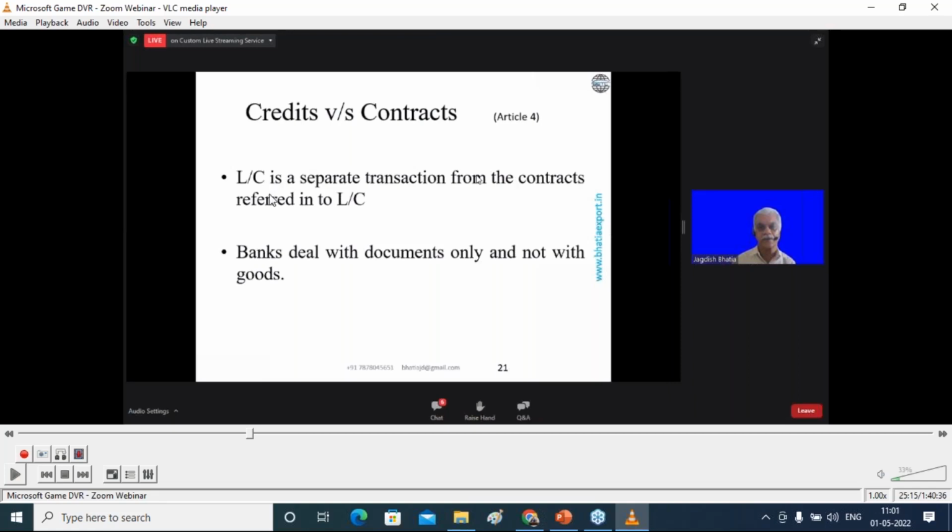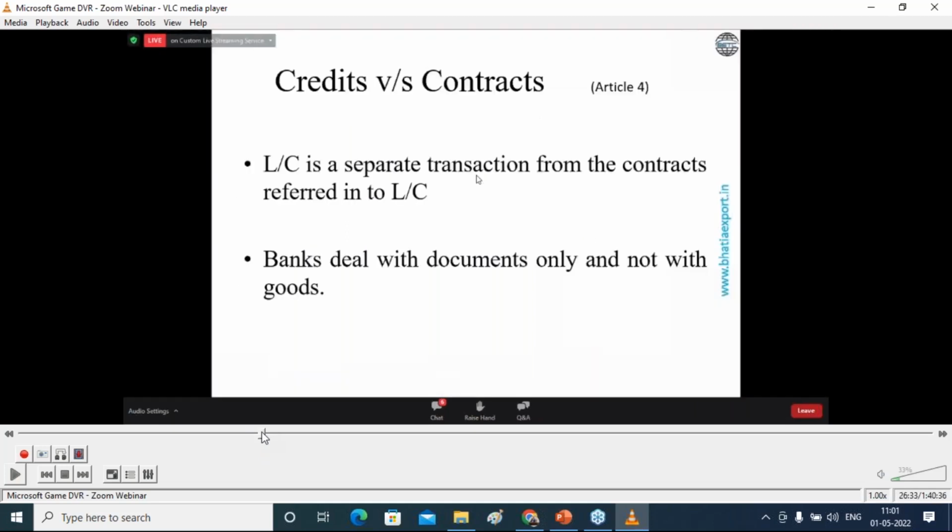Okay. Banks deal with the documents only and not with goods. Again, this is very important. Whether goods have reached or not, or goods are made or not, is no concern to the bank. They only deal with the documents. As per the documents, if it is complying, then they will release the payment. Otherwise, no.